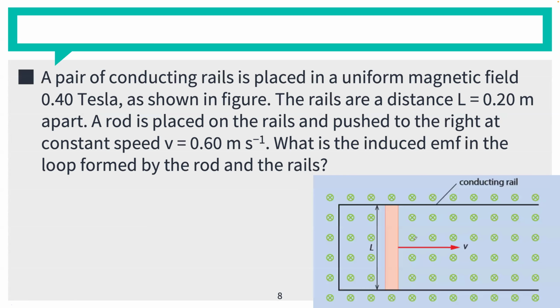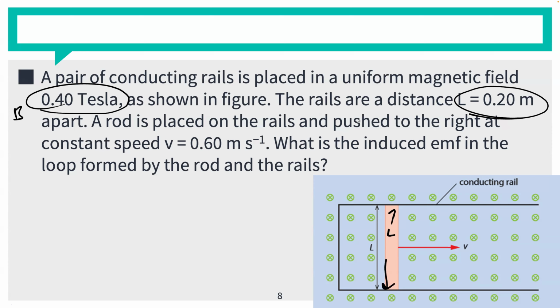Okay, next. A pair of conducting rails is placed in uniform field, 0.40 Tesla. That means the value of B is given, as shown in figure. The rails are at a distance of 0.20 meters. Okay, so length of the rail is given. The length of the conductor is given.